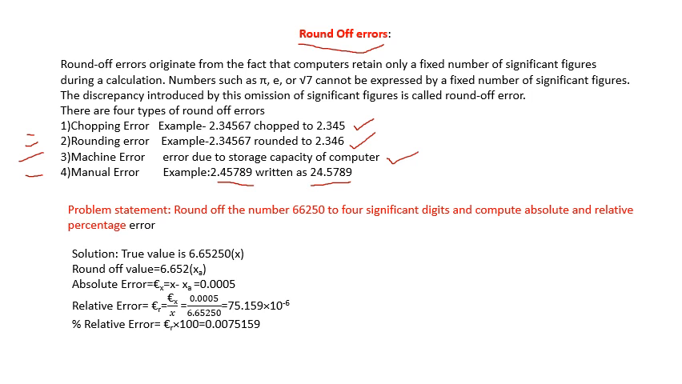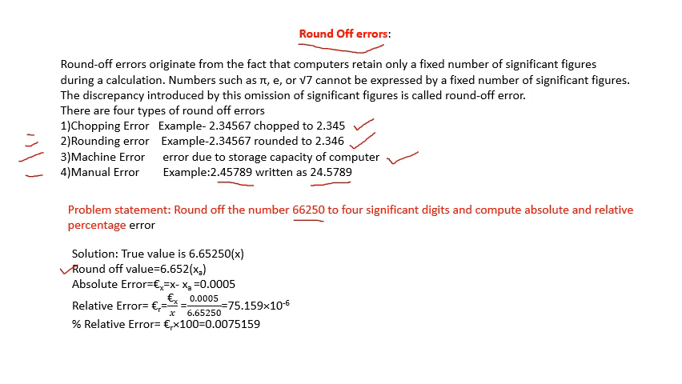So let us see with the help of an example. The problem statement says: round off the number 6.6250 to 4 significant digits and compute the absolute and relative percentage error. Now let us say this is your number, 6.6250, and we need to round it off to 4 significant digits. So 4 significant digits means 6.625, so this is your rounded off value, 6.652.